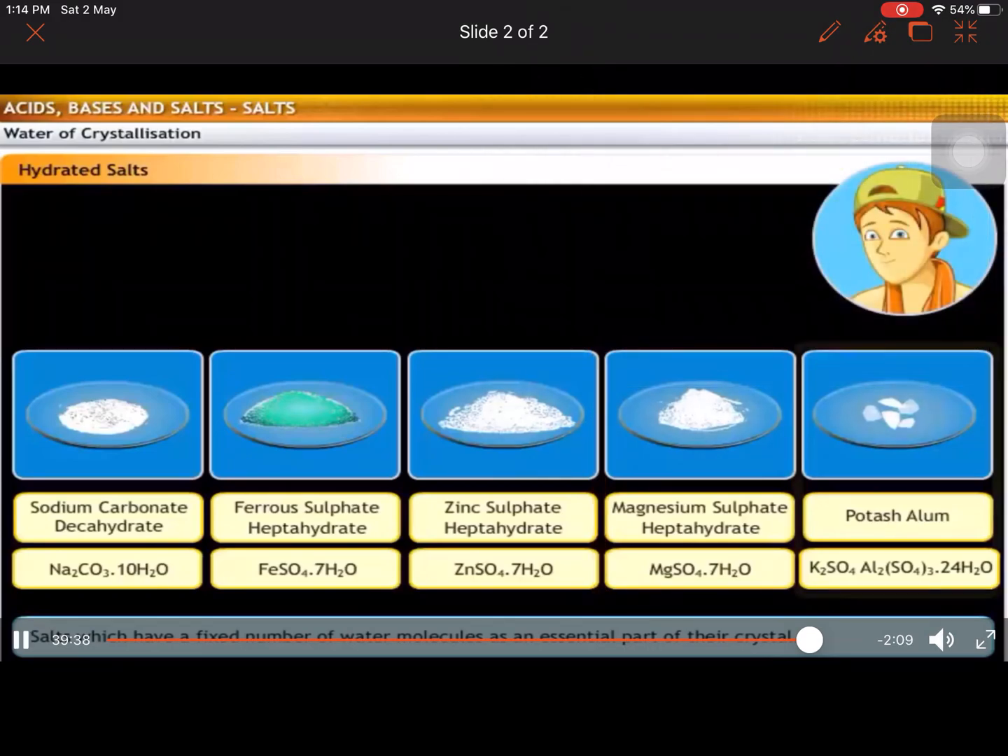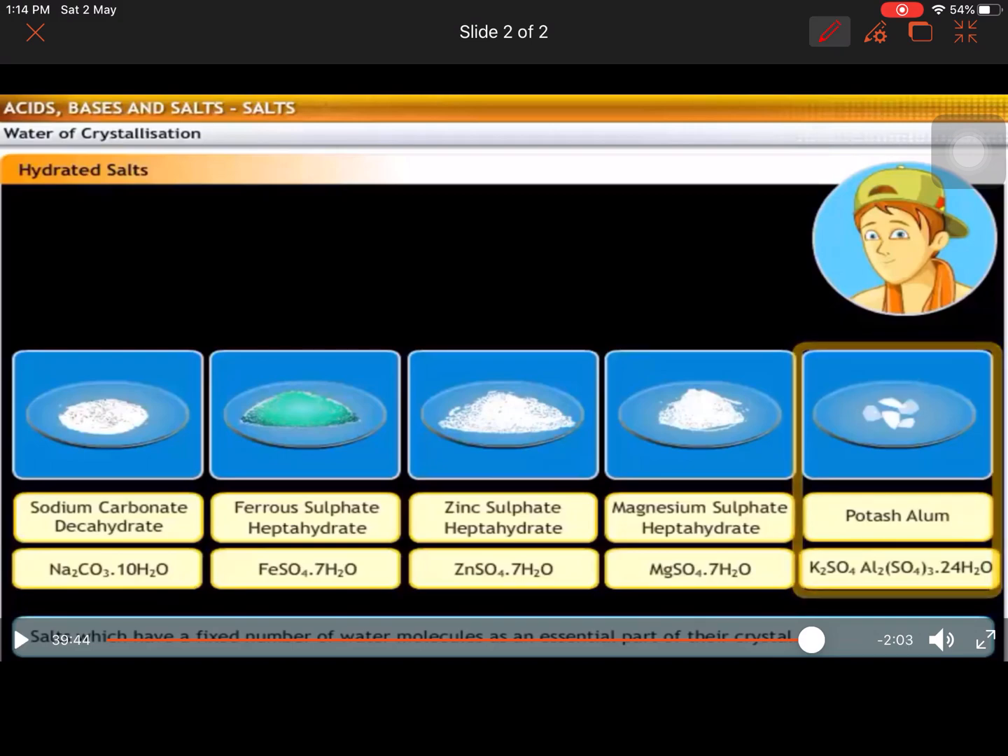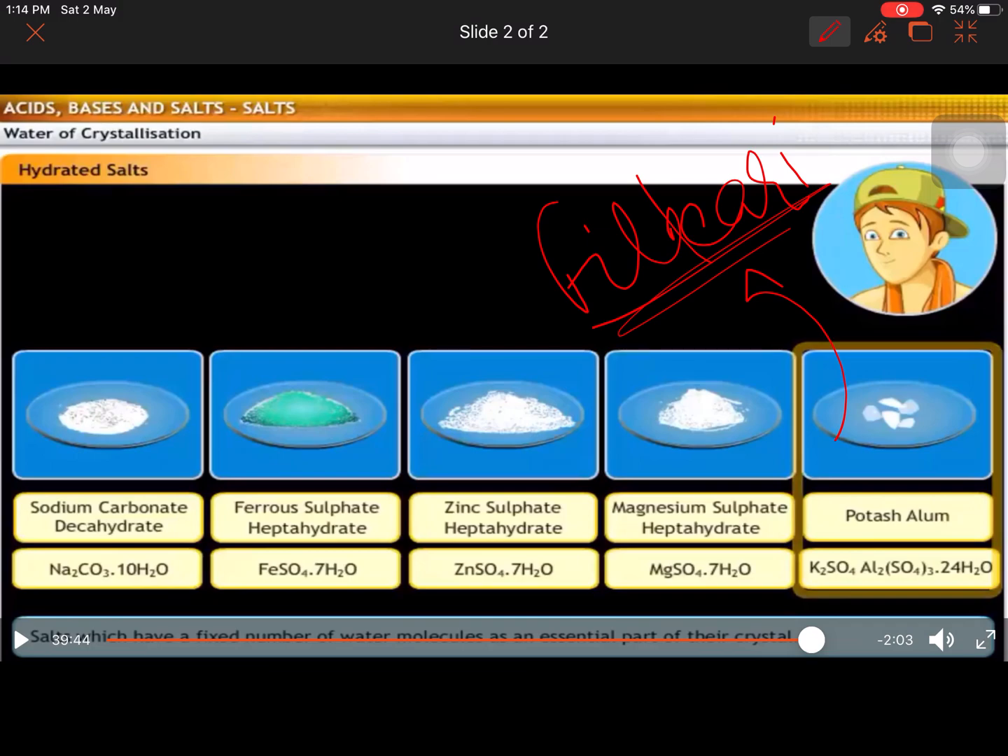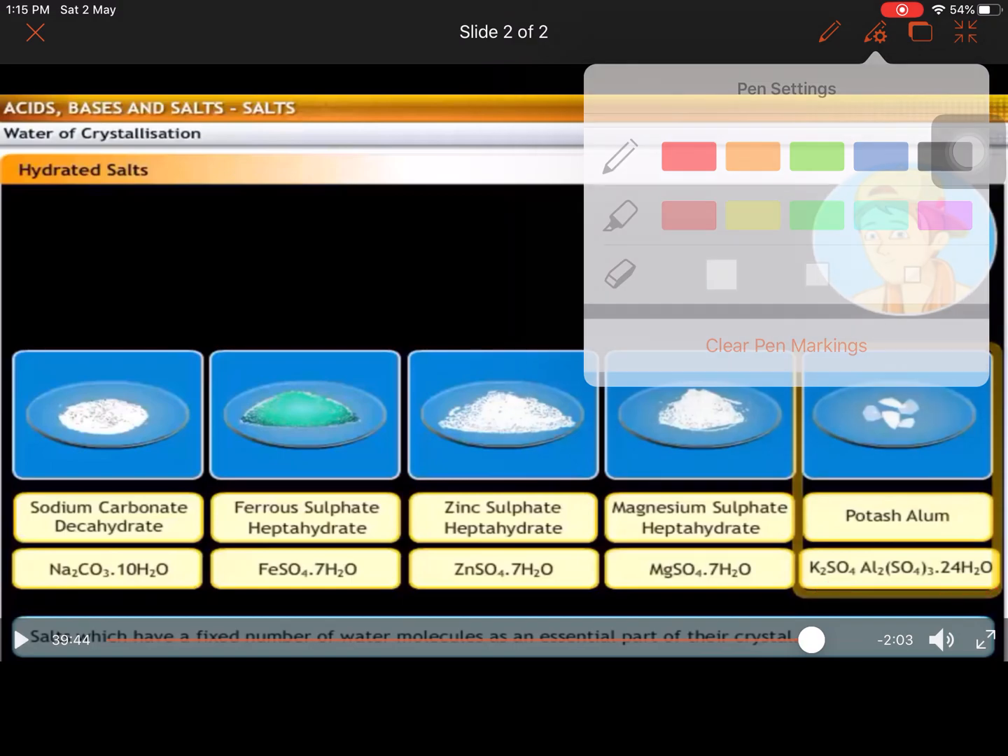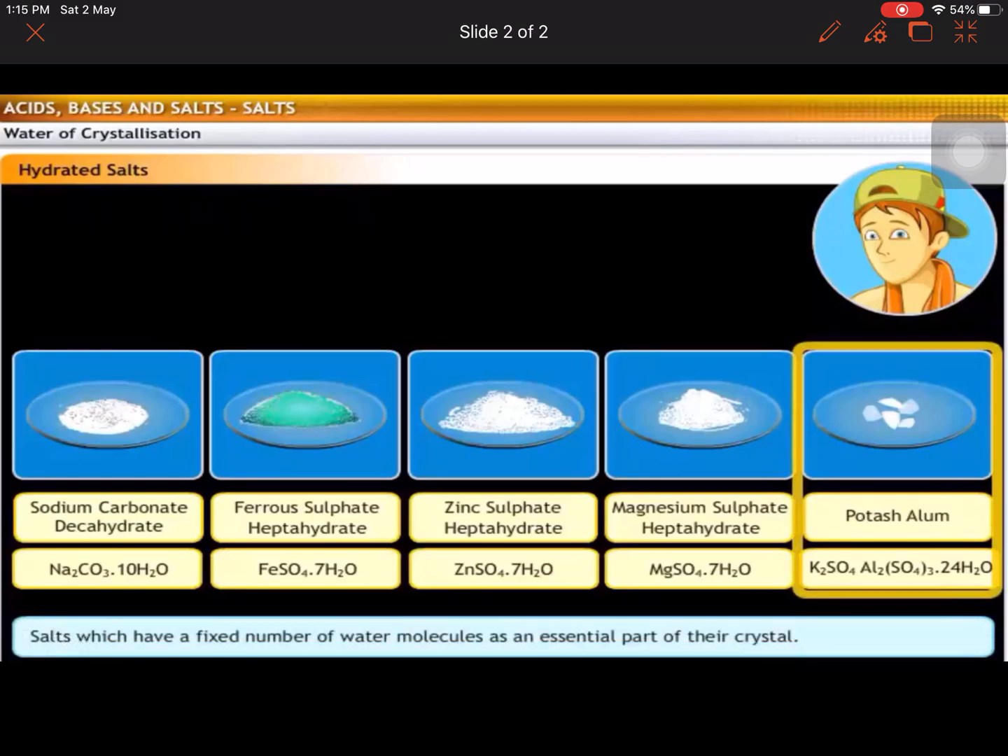MgSO4.7H2O. Potash alum is a sulfate of potassium and aluminium with 24 water molecules. This potash alum is the fitkari, alum. Why is it called potash alum? Because it has potassium sulfate and aluminium sulfate with 24H2O. So this is potash alum because of the presence of potassium. K2SO4.Al2(SO4)3.24H2O.